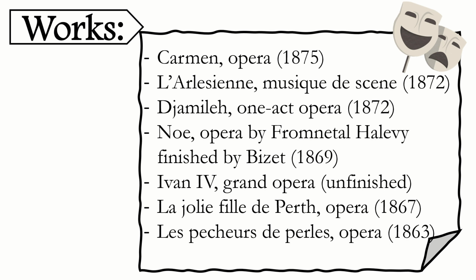Here are some of the stage works of Georges Bizet: Carmen, Opera, 1875; L'Arlésienne, 1872; Djamileh, one-act opera, 1872; Noé, opera by Fromental Halévy finished by Bizet, 1869; Ivan IV, grand opera, unfinished; La Jolie Fille de Perth, opera, 1867; and Les Pêcheurs de perles, opera, 1863.